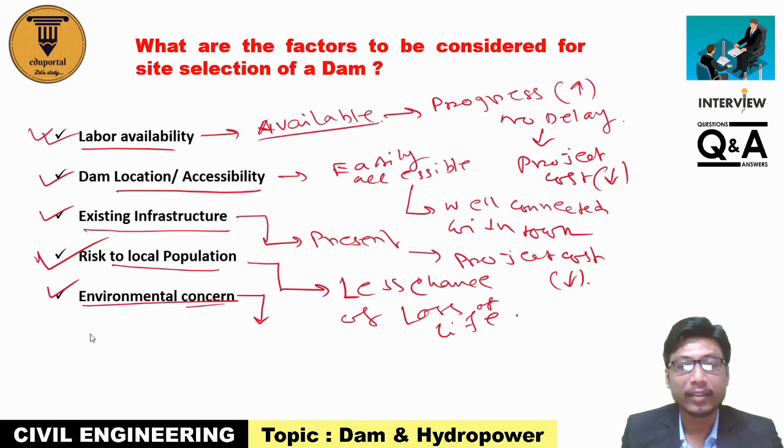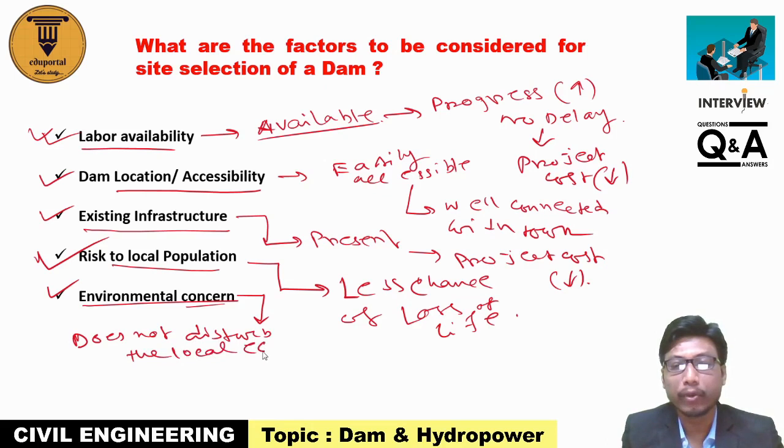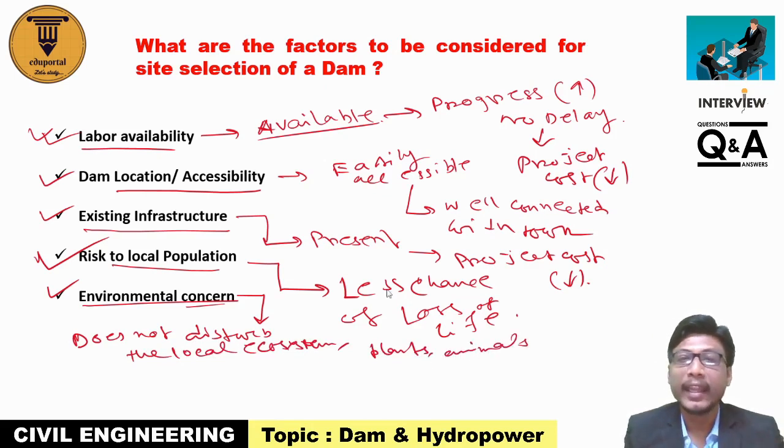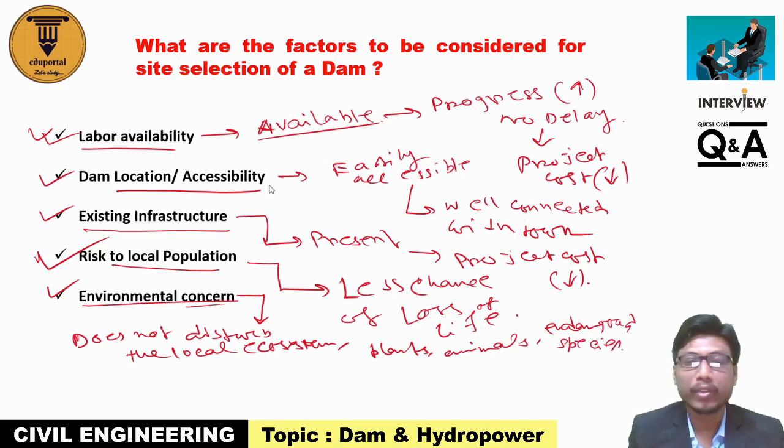Okay, and the environmental concern is very important, and it should be located in such an area that it doesn't disturb the local ecosystem, plants and animals, and endangered species. Okay, so these are the factors.